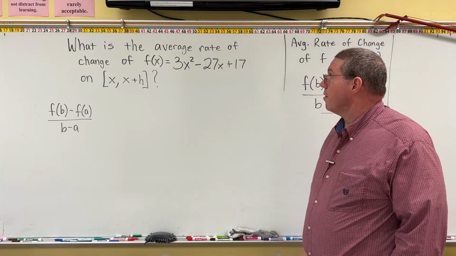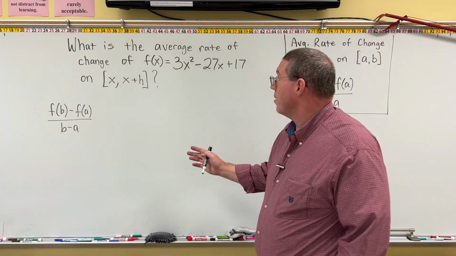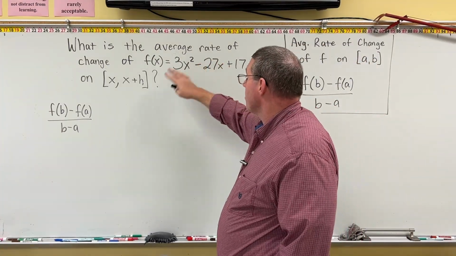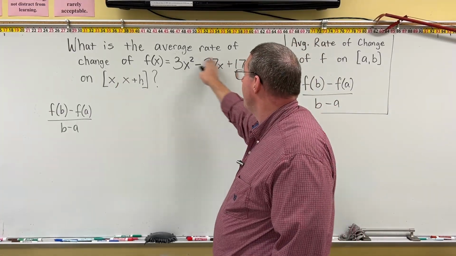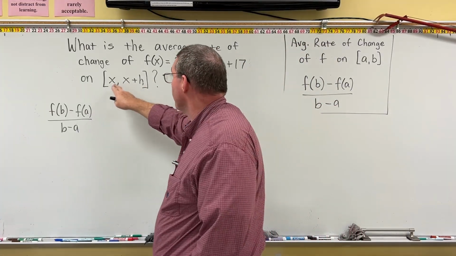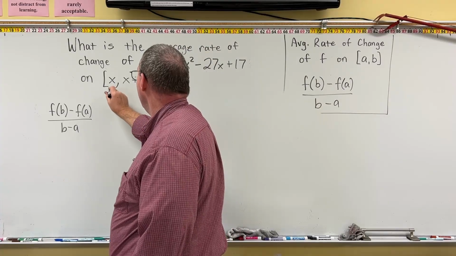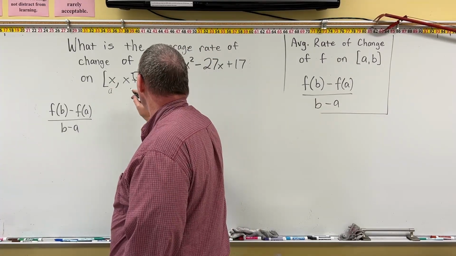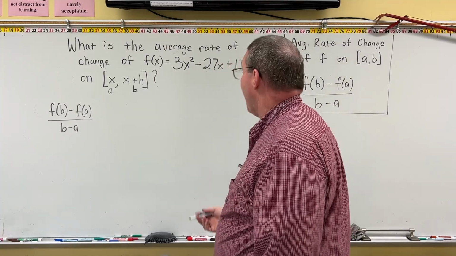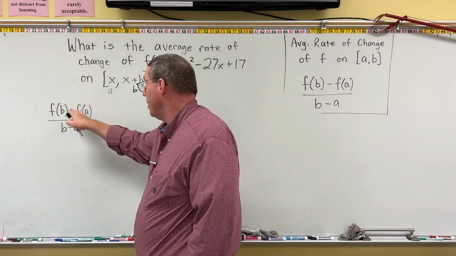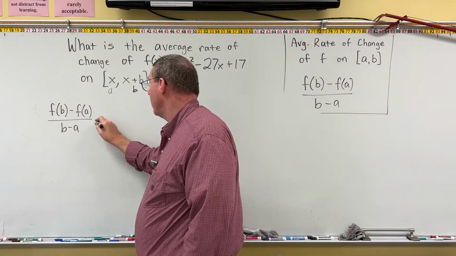All right, so let's try this one. Well, it's kind of similar. We did this one with numbers, but now we're going to do it with x and x plus h. So what's the average rate of change of this function on the interval from x to x plus h? Once again, a is the x and b is the x plus h. And so now we're going to use the average rate of change formula, which is f of b minus f of a over b minus a.